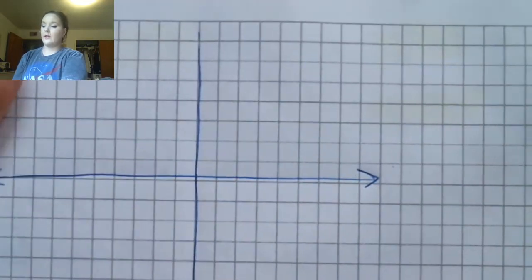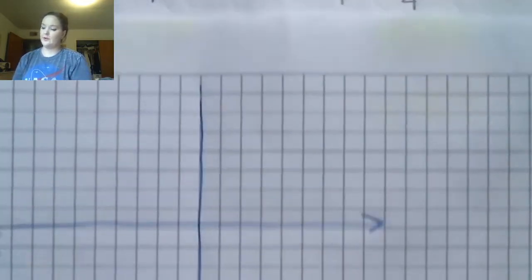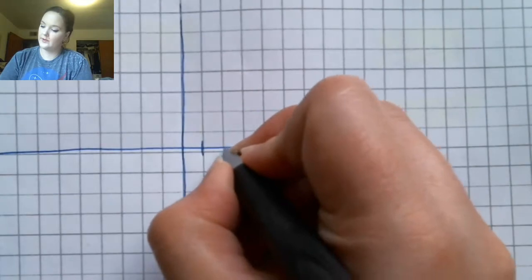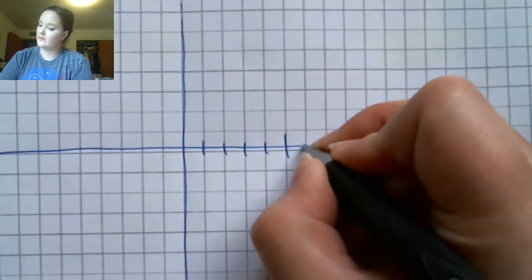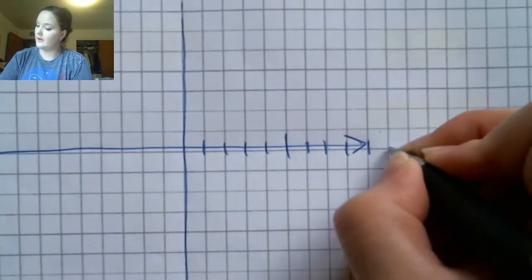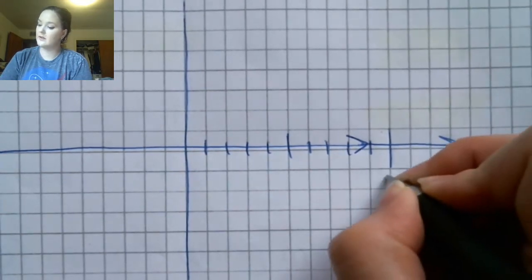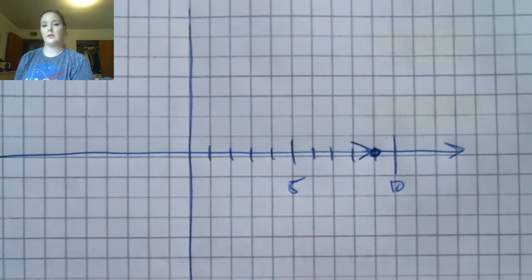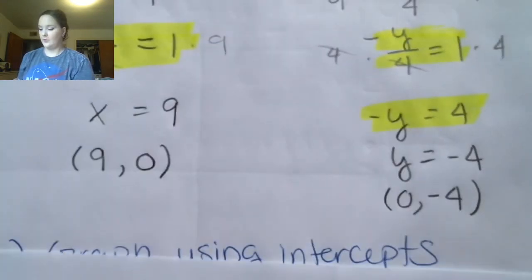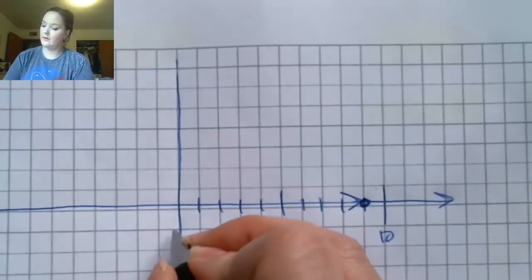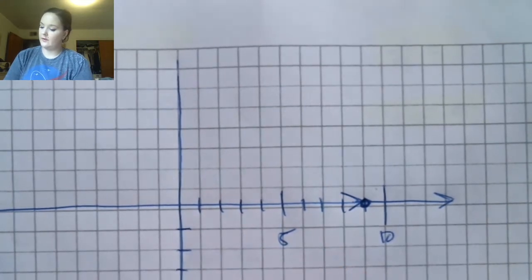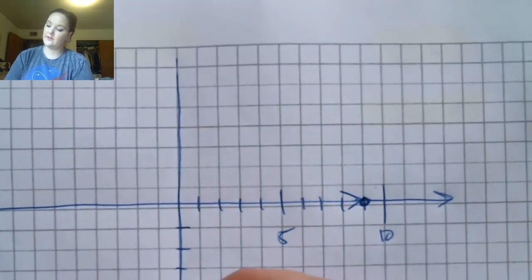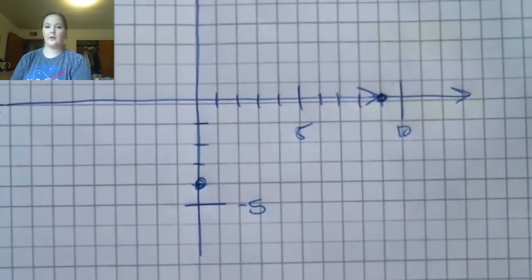Okay, and then we're going to graph our 2 points. So we had 9, 0, so 1, 2, 3, 4, 5, 6, 7, 8, 9, 10. I'm going to extend this. Okay, so this would be 9, 0. And then our second point was 0, negative 4. So this is 0, negative 4.